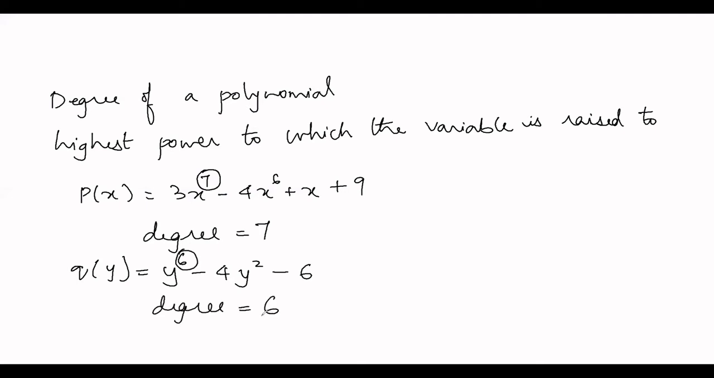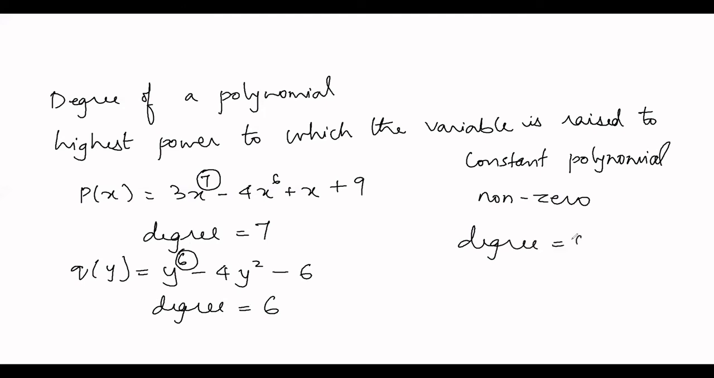Now, let's consider this example where it is a constant polynomial. So I will add another attribute here. I'm going to say it is a non-zero constant polynomial. In that case, the degree is simply equal to 0.